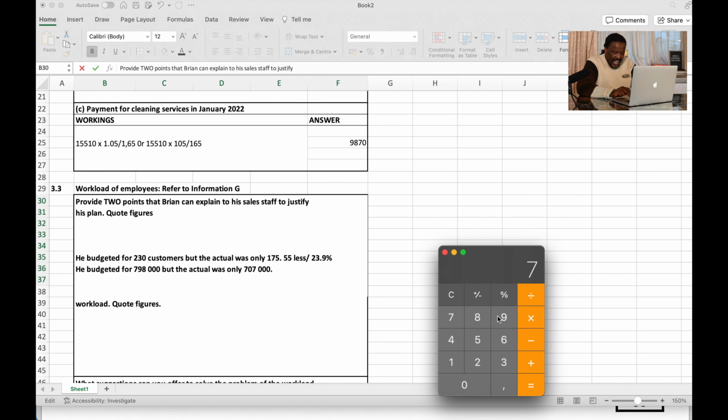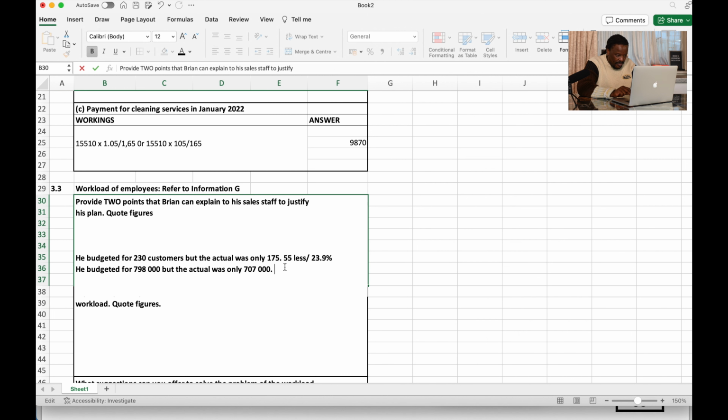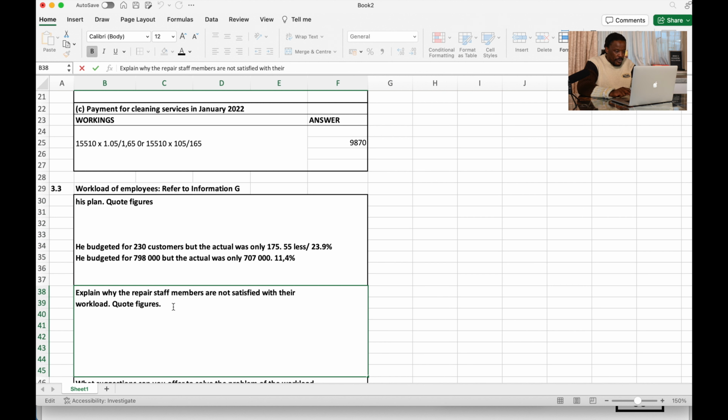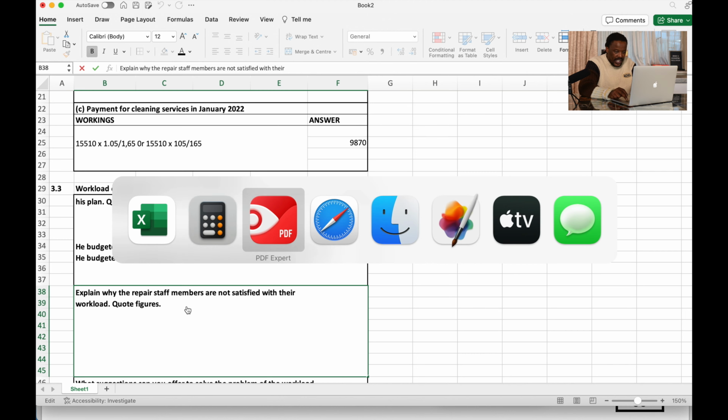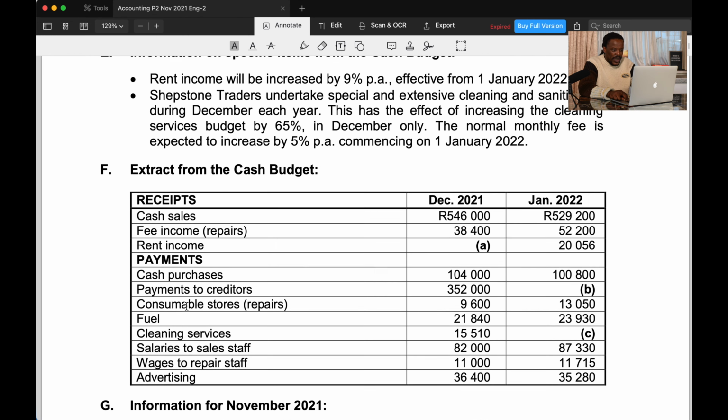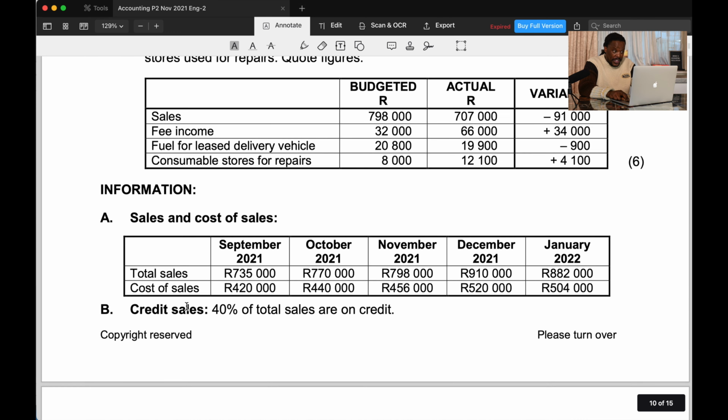Show them the percentage too. Say 798,000 was budgeted, the actual 707,000, minus is equal to 91,000. That 91,000 divided by the budget. We are dealing with cash budget, so everything you divide by the budgeted amount, you get that it was only 11.4%. You leave it like that because now you get your full marks. Then you get to the next question.